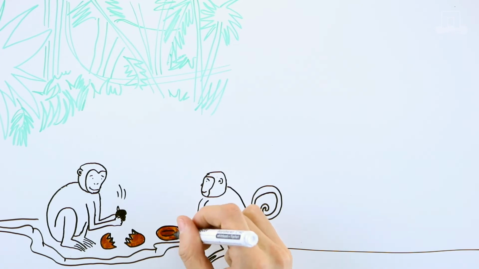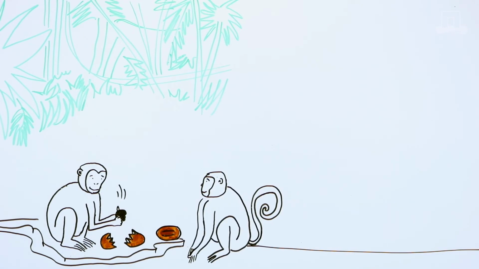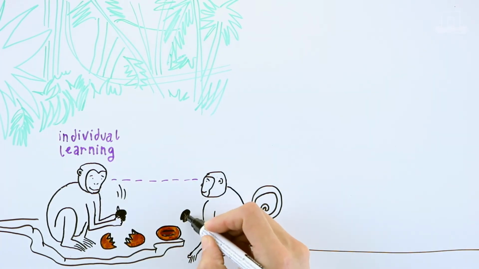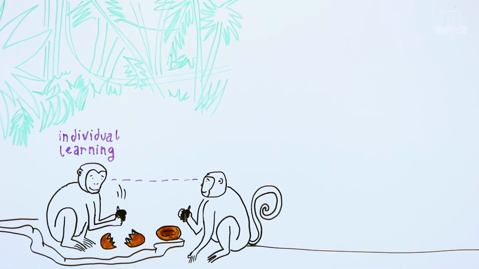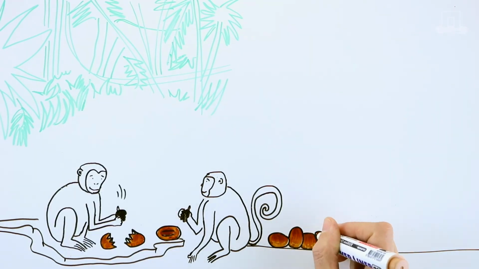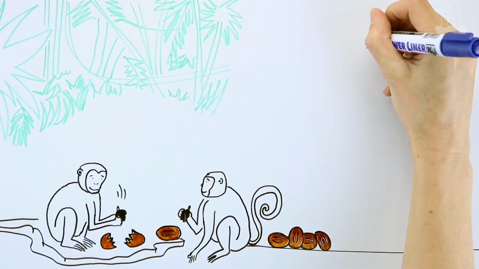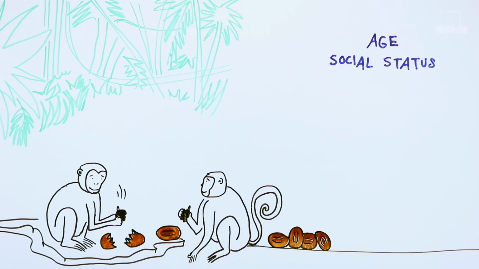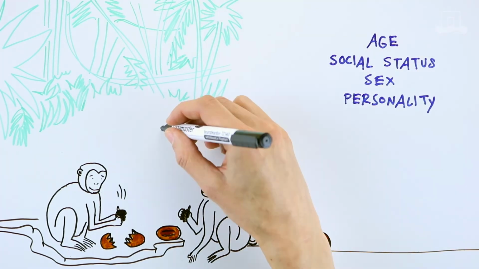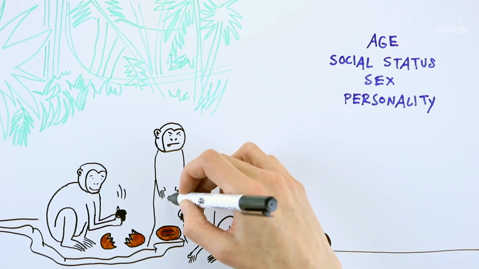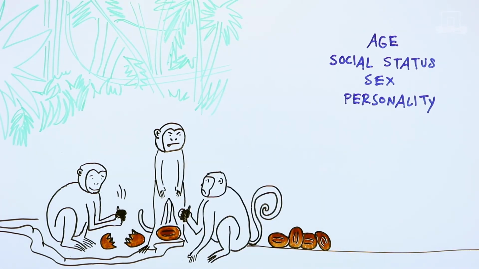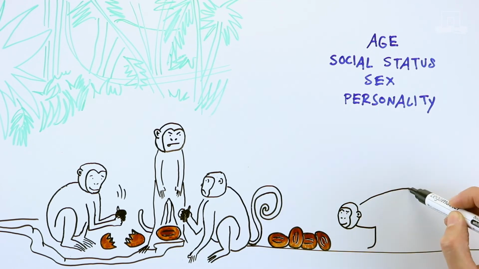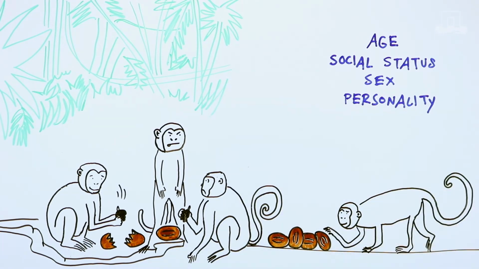Individuals can learn something through their own experience, like by trial and error, which is called individual learning, or by observing others, like a young learning how to hunt or how to gather food from its parents, which is called social learning. Whether or not an individual learns something is also often dependent on factors like age, social status, sex, or personality. For instance, a very strong individual that will always win a fight over food will probably not learn how to cleverly steal food from someone else.